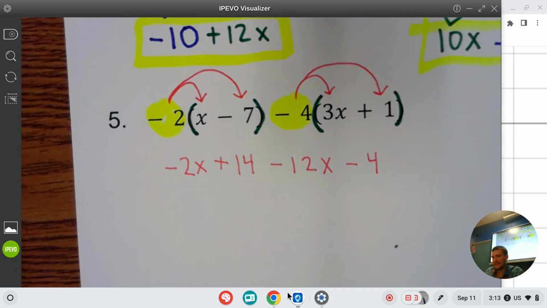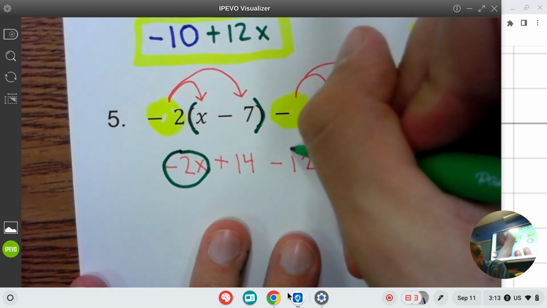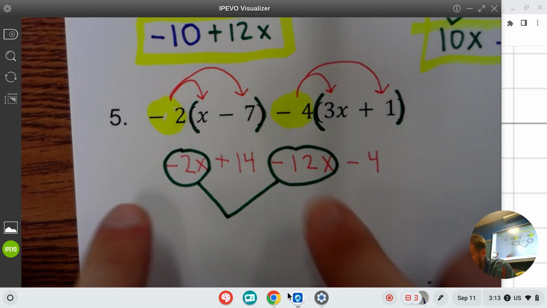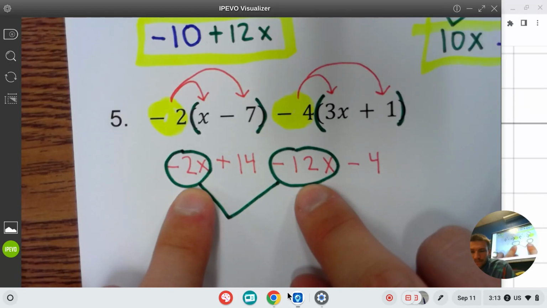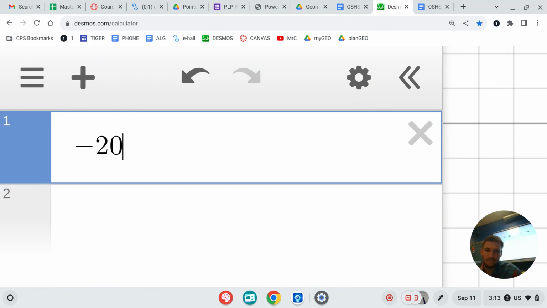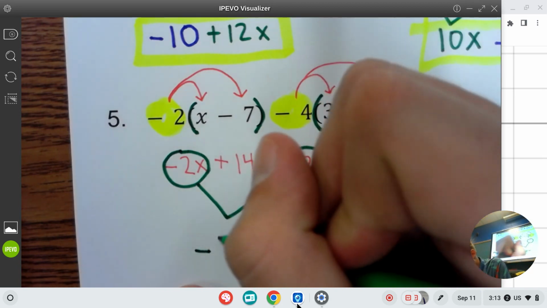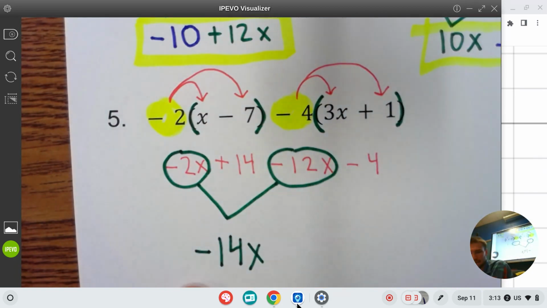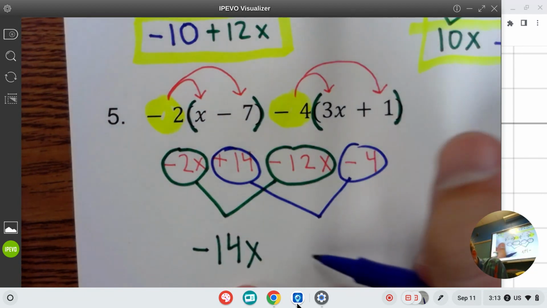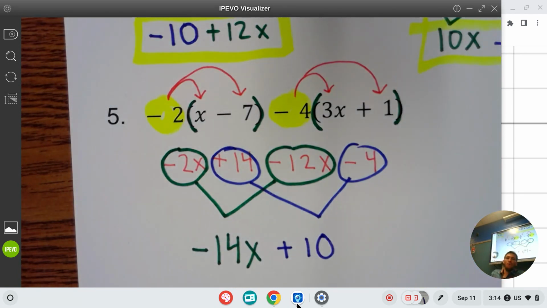We need to combine some like terms. We need to identify some like terms, and it's never been easier than this. Circle our x terms, draw our arrows. Our notes are looking fantastic. The x terms, negative 2, negative 12. Type that in. Negative 2, negative 12. Desmos says negative 14x. And we got one last piece. We can do this one in our head. What's 14 minus 4? 10. 10. Muy bien.